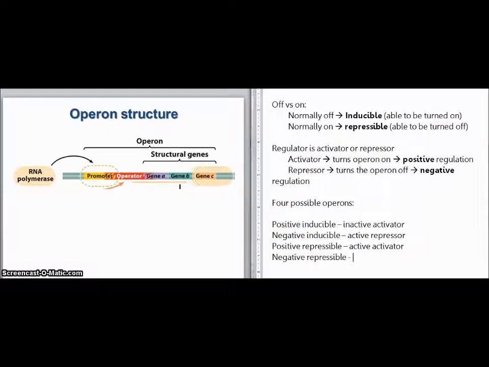Now, under a negative repressible, there's only one other option that we haven't used yet. Under negative repressible, we have a repressor because we're negative, and repressible, which means that we're normally on. So if the operon is normally on and we're regulated by a repressor, which turns it off, that means that the repressor is not normally on the operator, which means that we have an inactive repressor here.